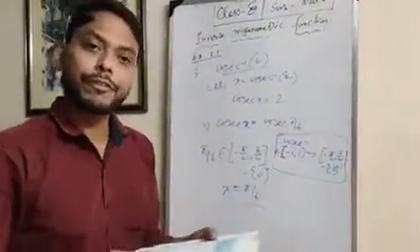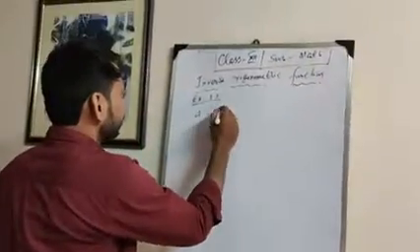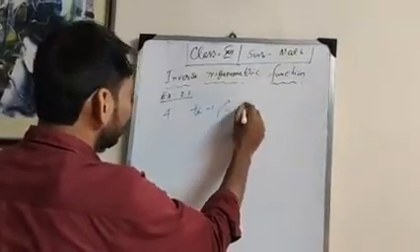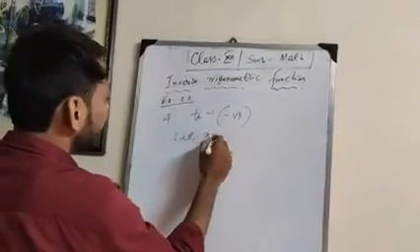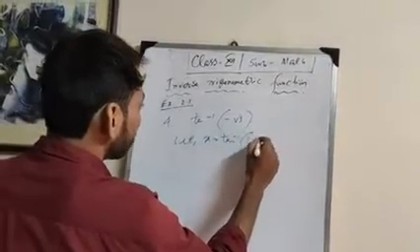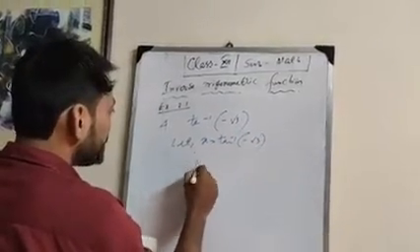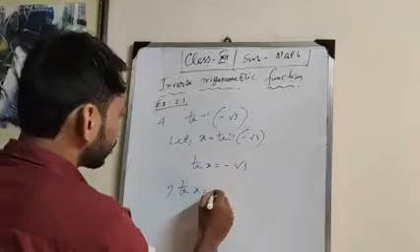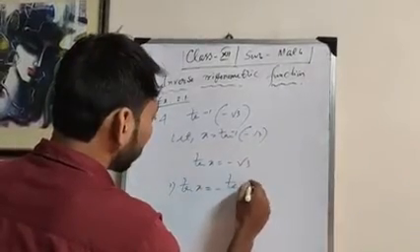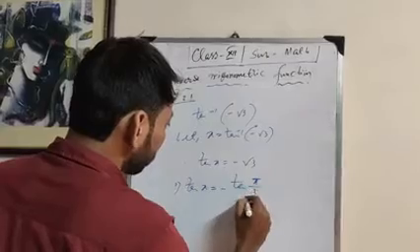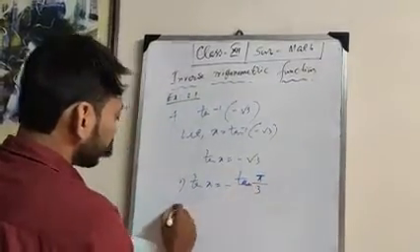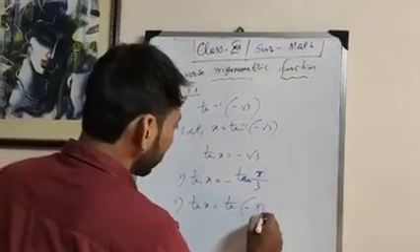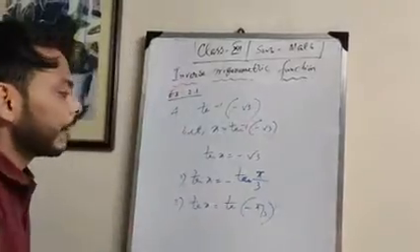Go to question number 4. The question is tan inverse minus root 3. Again here let x equals tan inverse minus root 3. That means tan x equals minus root 3. That means tan x equals minus tan pi by 3. That means tan x equals, we may write, tan of minus pi by 3. Why am I writing tan of minus pi by 3?